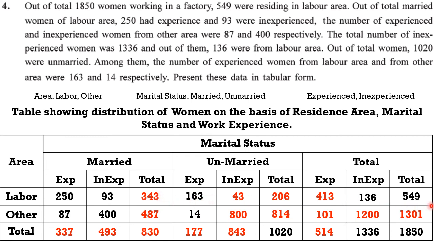343 are married, total are 549. So how many unmarried? 487 are married, total is 1301. How many are unmarried? Similarly, 136 are inexperienced, 93 are married. So how many unmarried? Similarly, 1200 are inexperienced total, of which 400 are married. How many unmarried? Make a vertical total, get a difference, whatever you want to do, you can. There are so many ways of solving these tables.